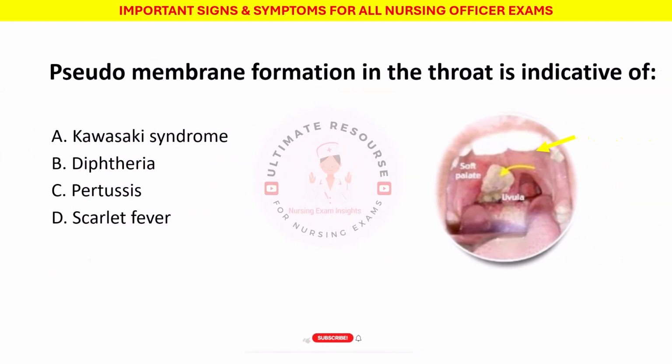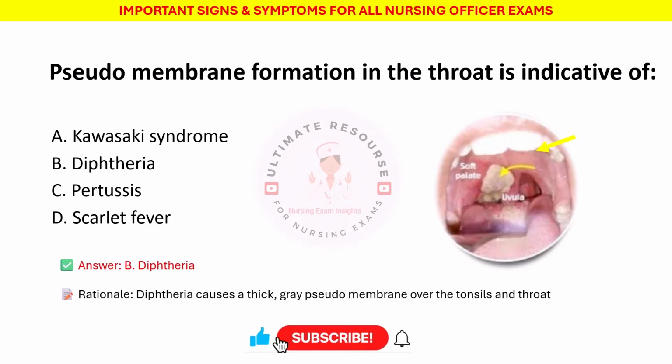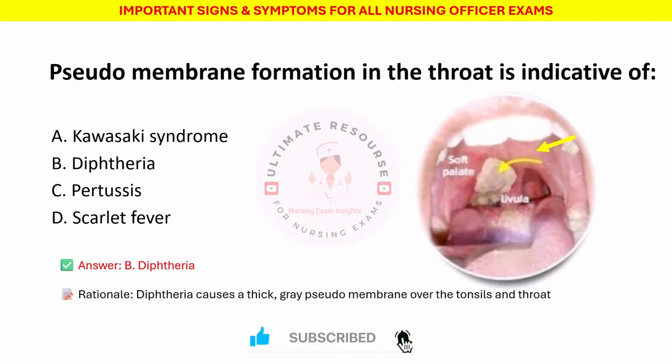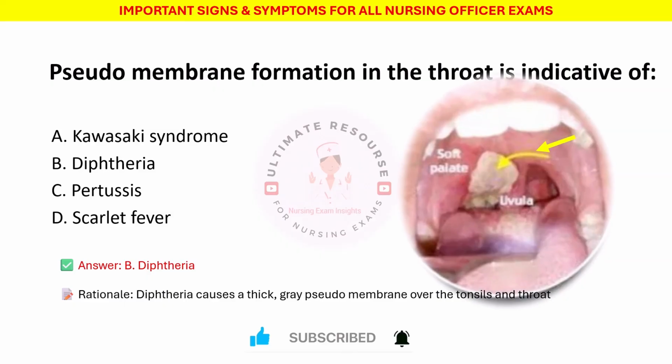Pseudomembrane formation in the throat is indicative of. Options are A. Kawasaki syndrome, B. Diphtheria, C. Pertussis, D. Scarlet fever. The answer is B. Diphtheria. Diphtheria causes a thick gray pseudomembrane over the tonsils and throat.